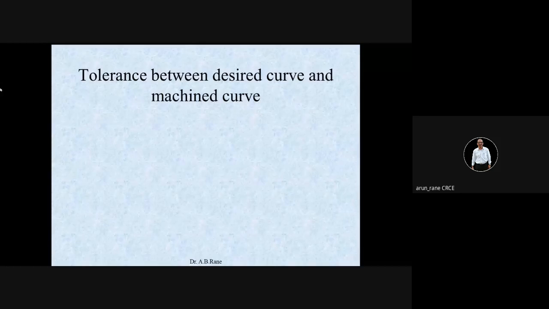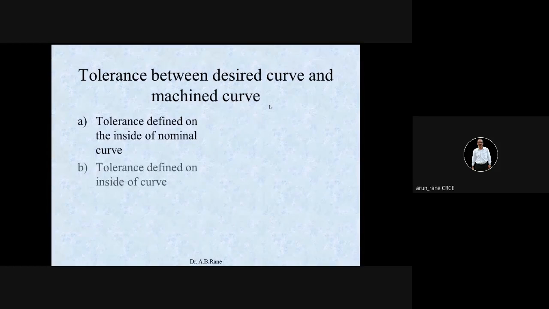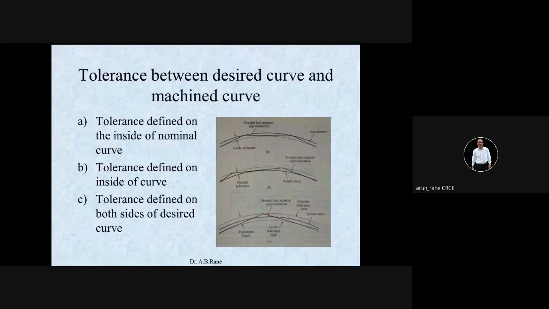That is, what is the tolerance, or what is the distance between the desired curve and the machine curve? Desired curve means what you actually want, that is what has been designed, and machine curve means what you are actually getting on the machine. So one is your inside tolerance, another is your outside tolerance, and here it is both. So what do you mean by inside tolerance?